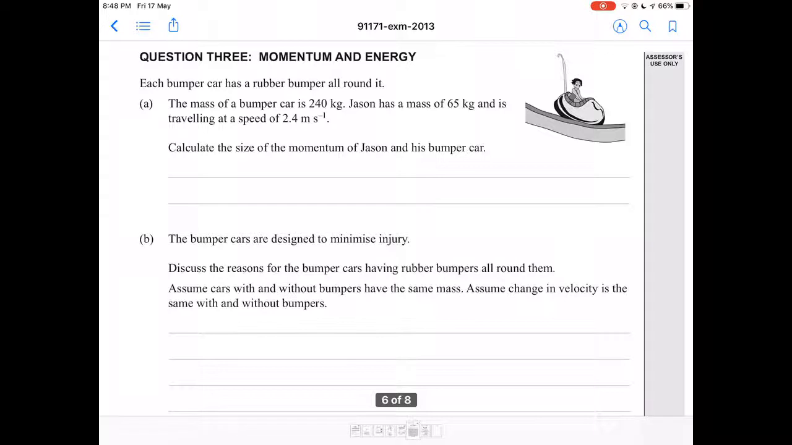Each bumper car has a rubber bumper all around it. The mass of a bumper car is 240 kilograms. Jason has a mass of 65 kilograms and is traveling at a speed of 2.4 meters per second. Calculate the size of the momentum of Jason and his bumper car.